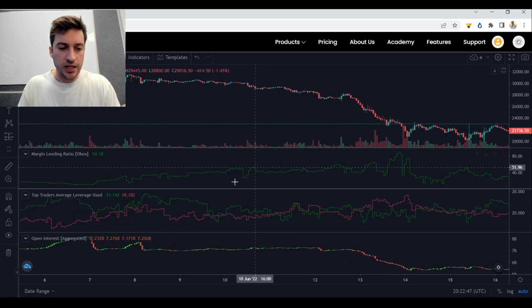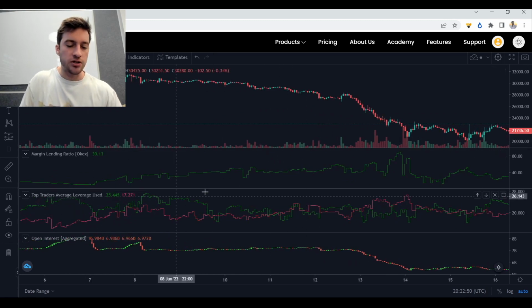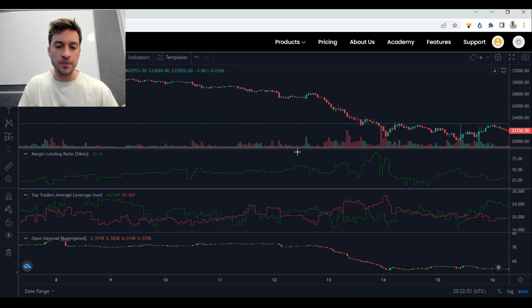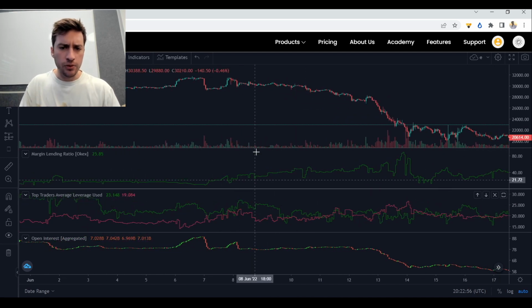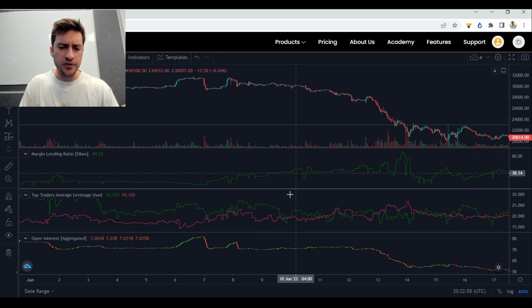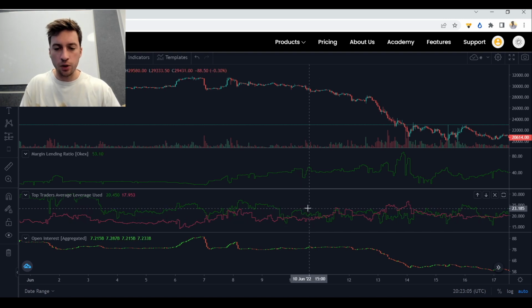And you can also see the top traders' average leverage used didn't really help that much. Maybe you could have found, it kind of did actually. I take that back. Around here, at the base of the downtrend, we can see that the longs are a little bit more over-leveraged than the shorts. So perhaps that could have given a little bit more of a short signal.